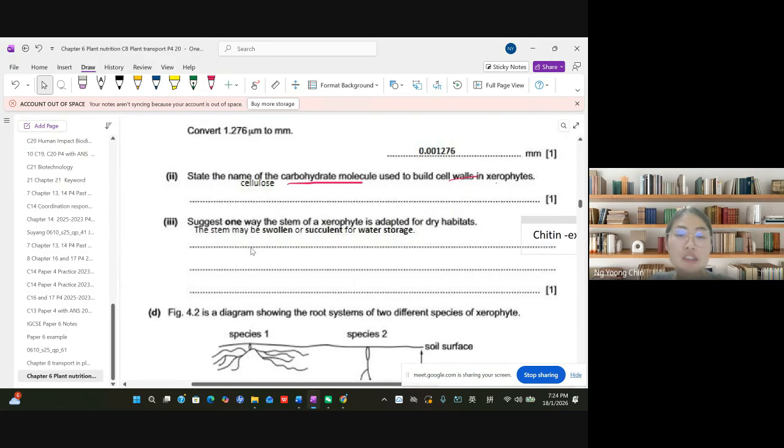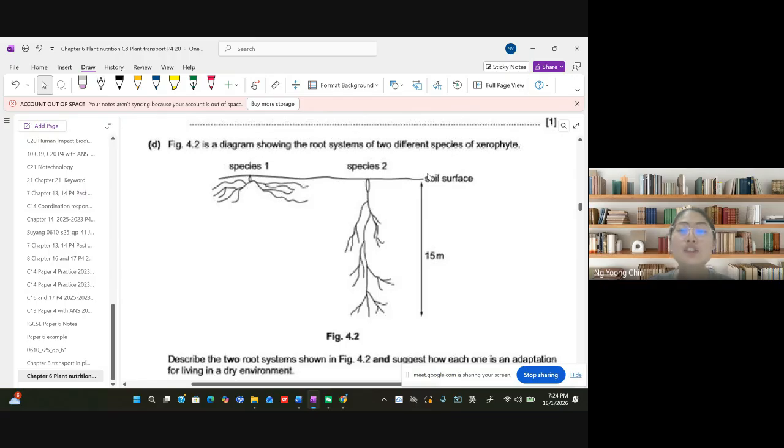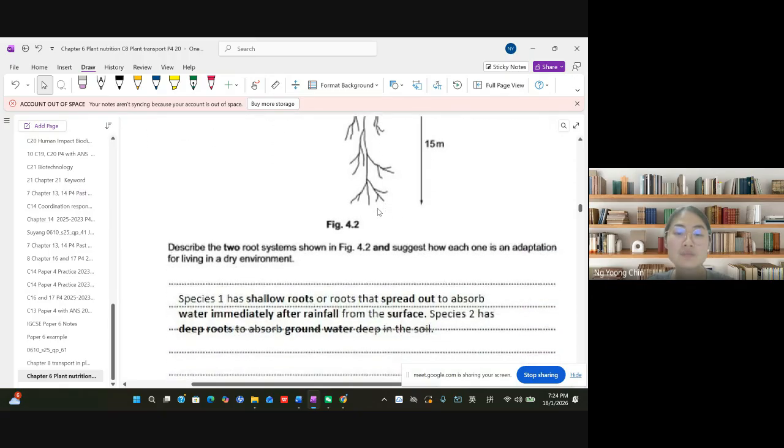And then this one suggests one way the stem of a xerophyte is adapted to dry habitats. So how can they adapt to this kind of dry habitat? They have a swollen or succulent stem, which is very, very big and swollen, so inside they can store a lot of water. And there are also two types of root system in the xerophyte: the extensive shallow root system or the deep root system.